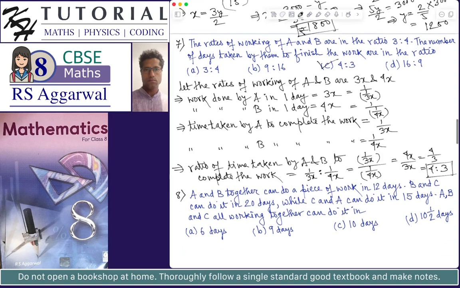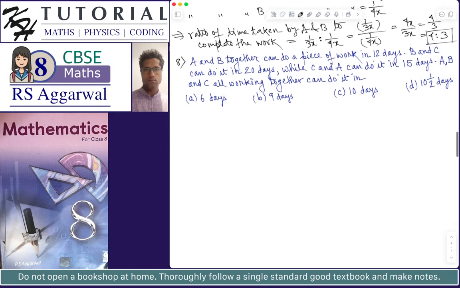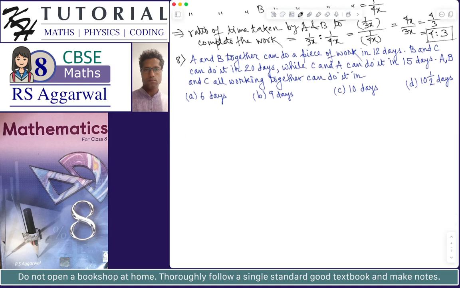Okay, let's do problem number 8. A and B together can do a piece of work in 12 days. B and C can do it in 20 days, while C and A can do it in 15 days. A, B and C all working together can do it in? Okay, so this is a straightforward question.